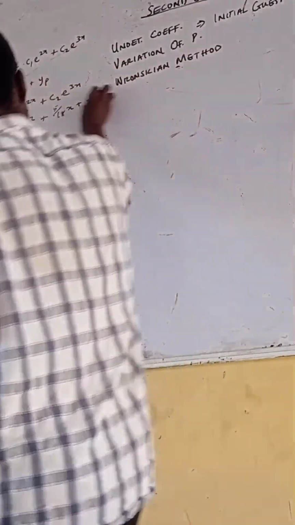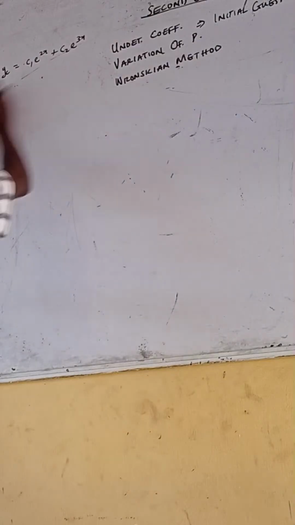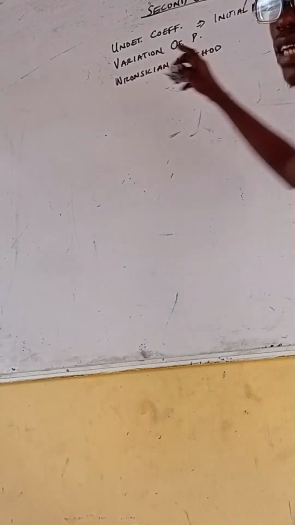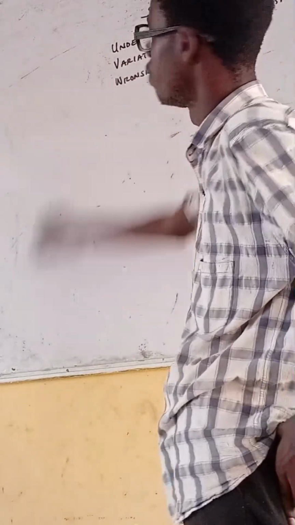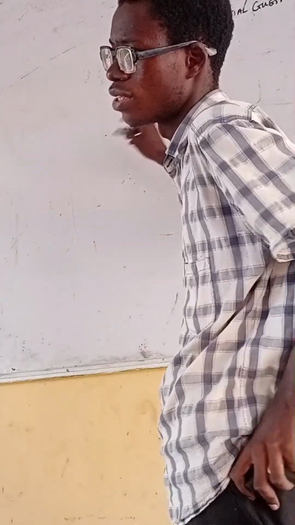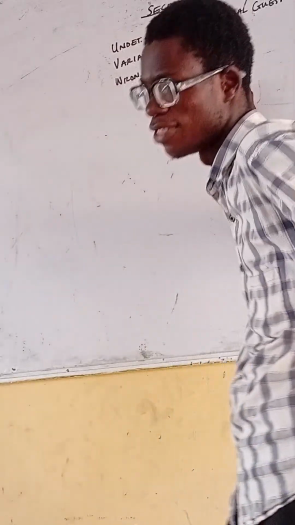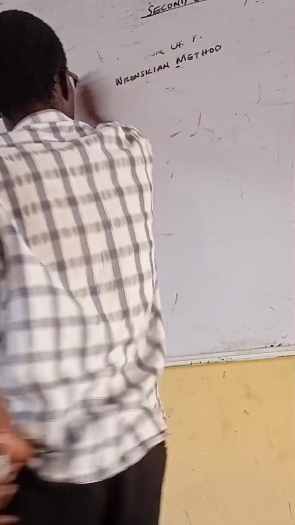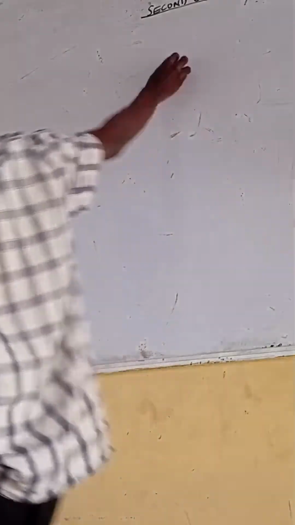We have tested undetermined coefficients. We have tested variation of parameters. We have tested the Wronskian method, and we can see that the easiest one is what? The inverse method. It's not going to work for everything.